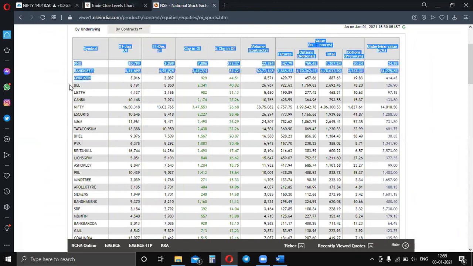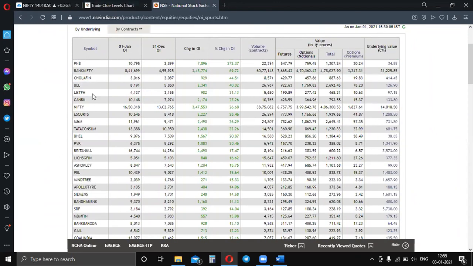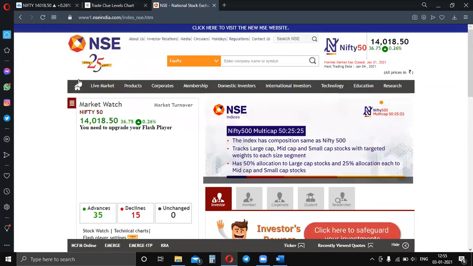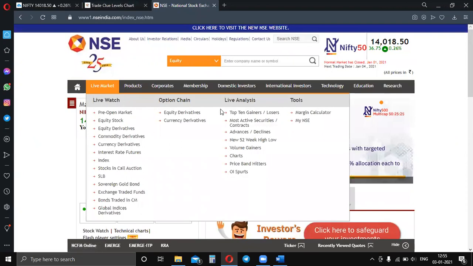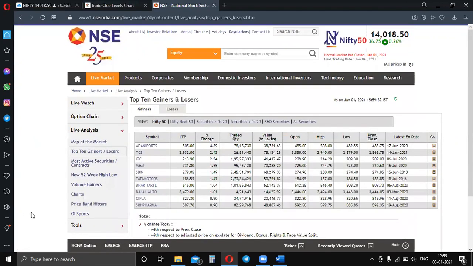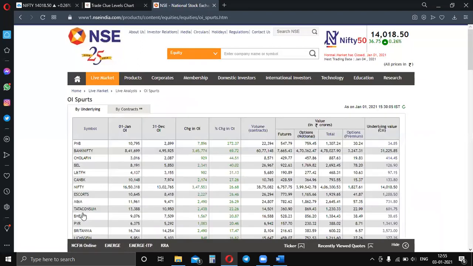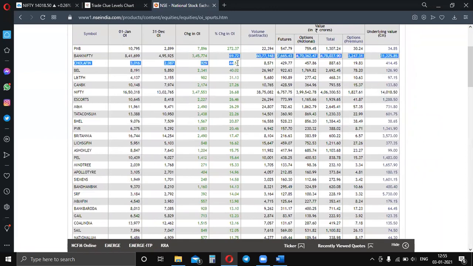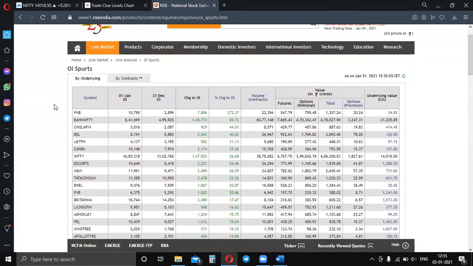These are the unusual stocks. Generally, you will not see these stocks on this scanner. Where you will find it: go in home, go to live market, check top gainers and losers. At the bottom, you will get OI spurts. Here you can track all the stocks in the live market which are having very good open interest added. This is for futures open interest. Okay.